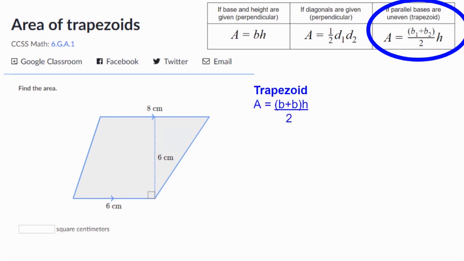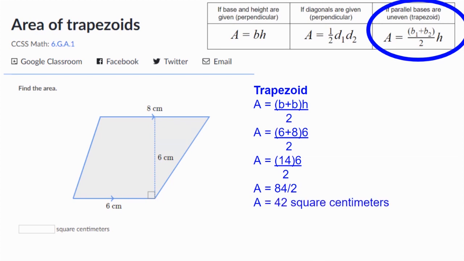So my 2 bases are 6 and 8. My height is 6. It is forming a 90-degree angle with the bases. So combine like terms, order of operations, multiply, and then divide. So 42 square centimeters.